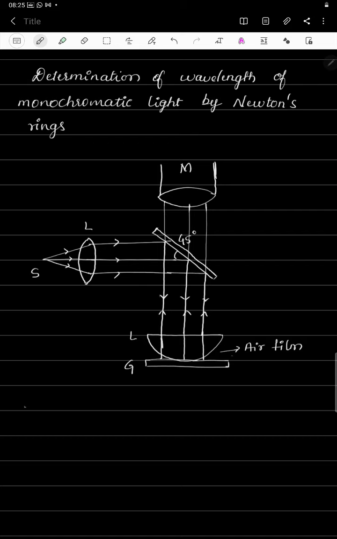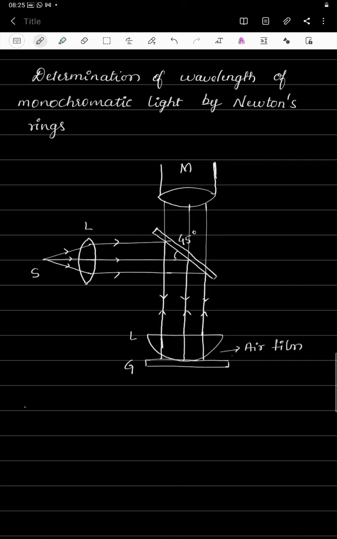These two rays are going to meet and interfere, and they form bright and dark fringes of circular shape. Because of the shape of this air film, at the point of contact the thickness is minimum, and as you move away from the center the thickness of the air film continuously increases. So the rings we are going to get are alternate bright and dark fringes, which we observe with the help of the traveling microscope. On the traveling microscope some scale arrangement will be there.